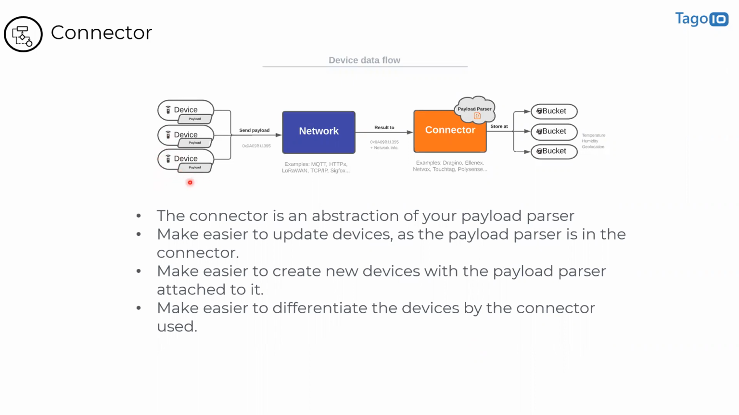In this slide, this image, we can see how this structure works for TagoIO. So you have your devices and your payload. Here is an example of a hexadecimal payload. It goes to the payload parser of the network. So TagoIO also has the network doing some parsing. The result of this parsing goes to your connector, and then it will be stored in your bucket. And of course, you have an additional step here for your own payload parser inside your device if you want to have one.